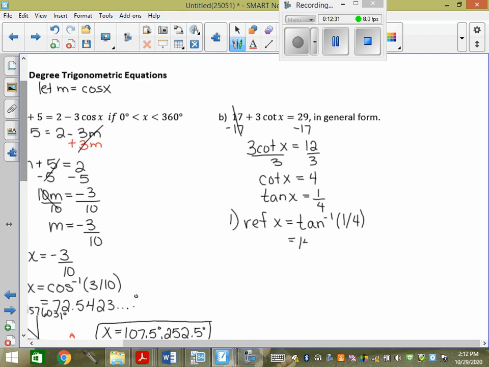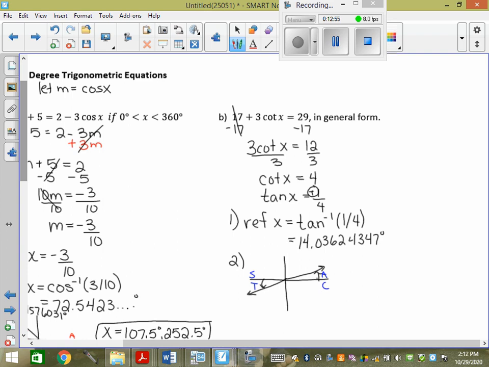And I get 14.03624347 degrees. Step 2, CAST rule. Tan is positive here and here. That's about 14, right?